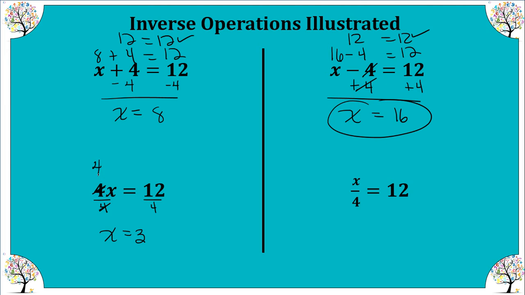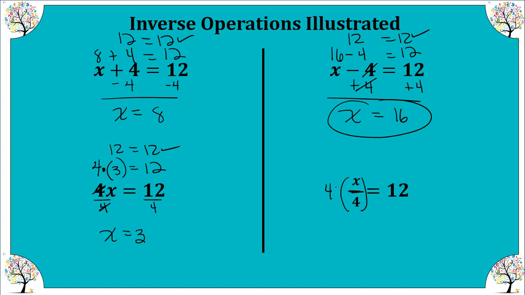If I plug this back in, so put our solution of 3 in for x, 4 times 3 is 12, and we have a true statement. In this last example, x is being divided by 4. So we have some value of x, and when we divide it by 4, we get 12. Well, the inverse of division is multiplication. So we're going to multiply by 4 because we are undoing division.